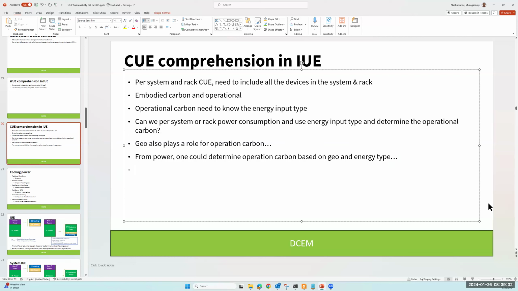Yeah, I was about to do the translation. I stopped a year and a half back. As long as we understand the power and geo, cooling, right? Power and cooling both, right? Energy type and so on.